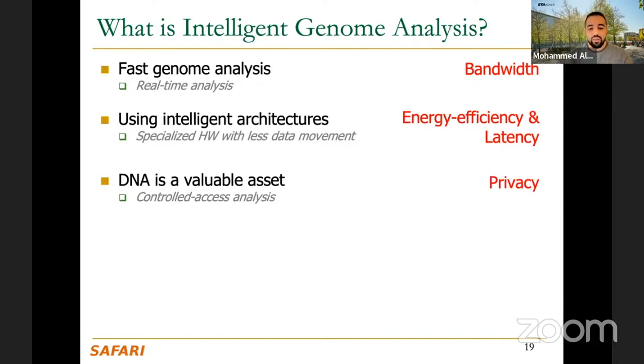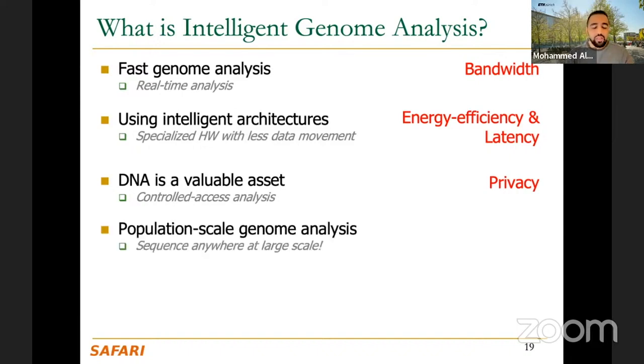And that opens a lot of concerns about privacy. That's why we have 3 projects on preserving the privacy of individuals, and then the population scale. So we've been talking about the first one, which is bandwidth, where we want to have very fast genome analysis. But how fast should we be able to do the analysis?